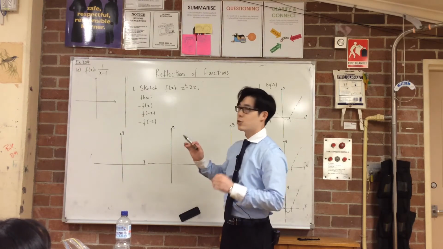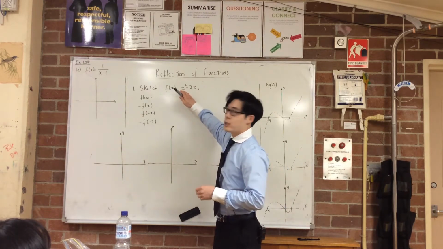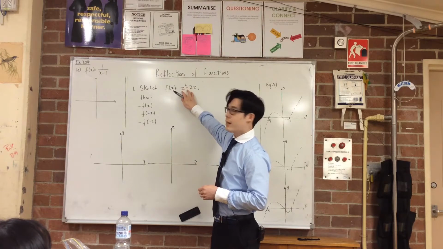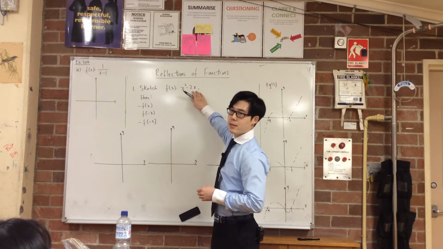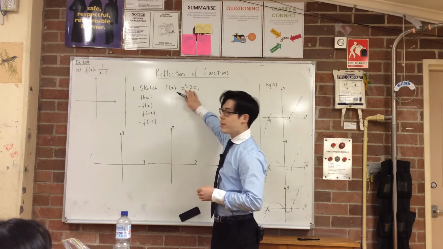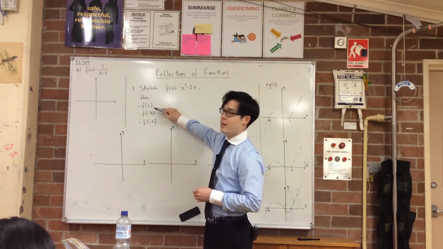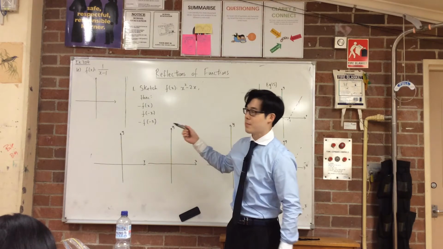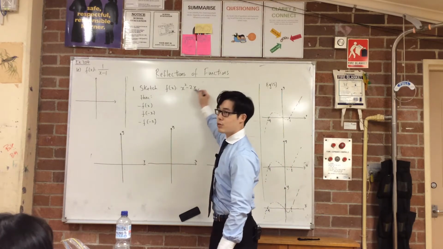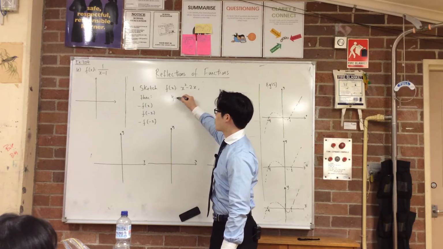Today is all about how to draw and transform a certain graph. If they've given you f of x, they want you to sketch that, and from that also sketch minus f of x, f of bracket minus x, and bracket on both. So minus on both.